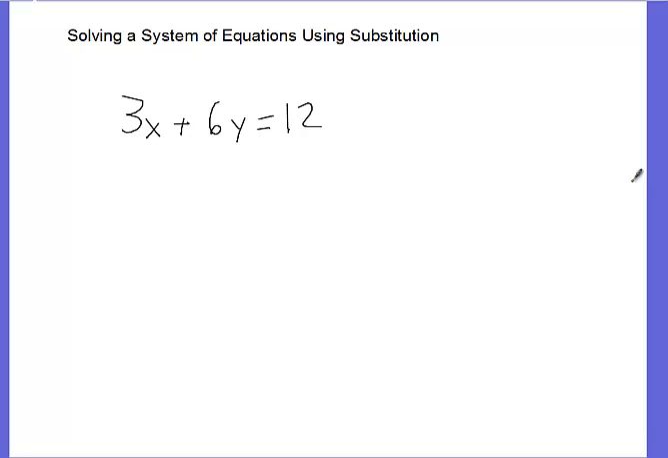Mr. Flores here, and this is a video that is going to be dealing with solving a system of equations using substitution. Okay, now substitution. I mean, I like the method. It's pretty easy. I think all the system of equations are kind of easy. But so basically, when we talk about substitution, it really is exactly what we're talking about.